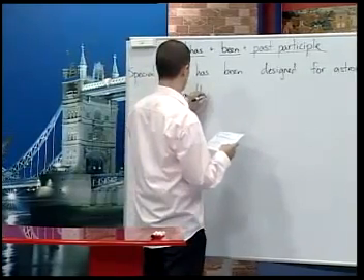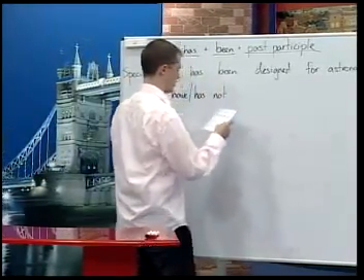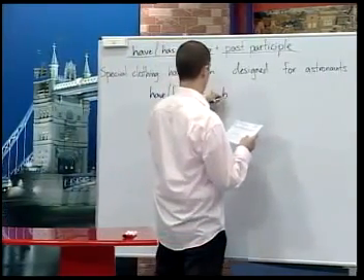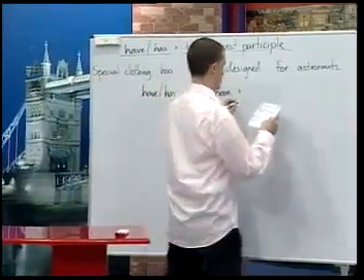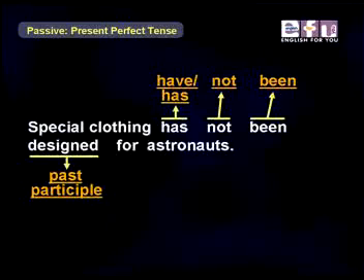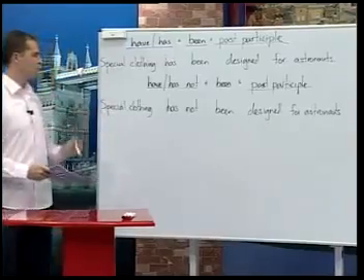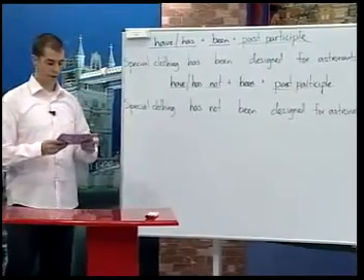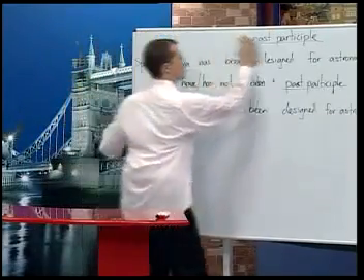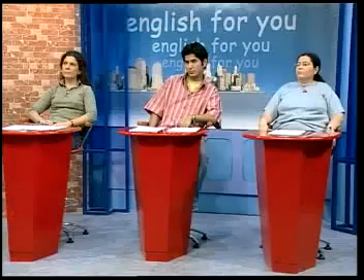Have, has not, plus been, plus past participle. So, for example, special clothing has not been designed for astronauts. Special clothing has not been designed for astronauts. Okay, let's take this off the board and have a look at yes-no questions.